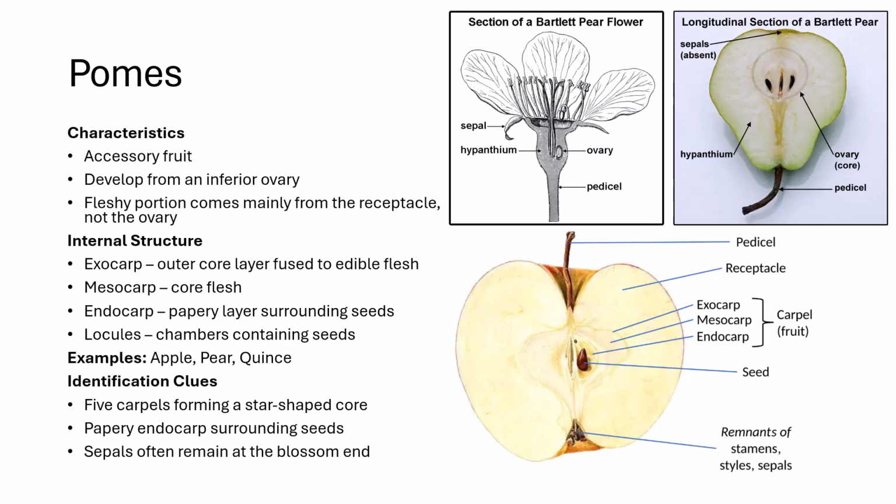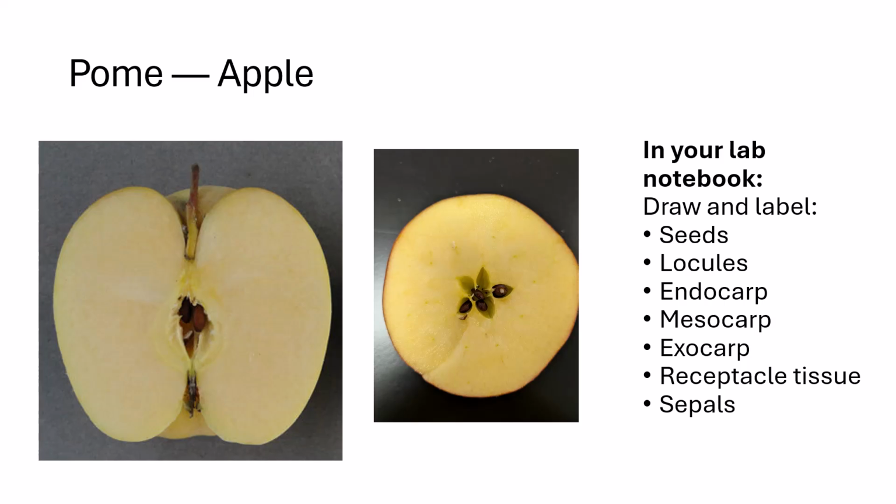One of the easiest ways to identify a pome is by the star-shaped pattern of the carpels when the fruit is cut crosswise. You can also often see the sepals remaining at the blossom end of the fruit, which provides another clue that the fruit developed from an inferior ovary. As you examine the apple in this activity, pay attention to how the core structure reflects the original structure of the flower. Next, examine the apple, which is an example of a pome.